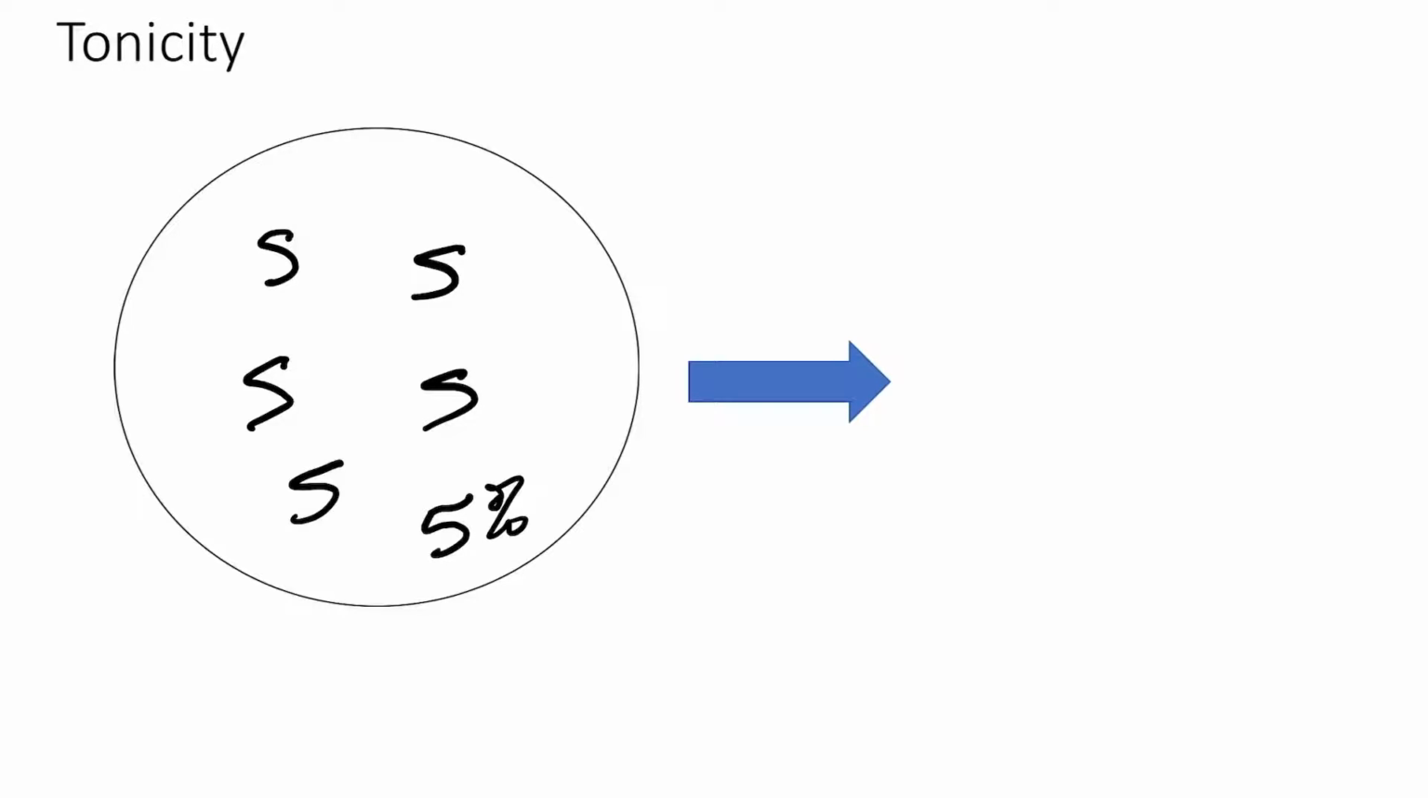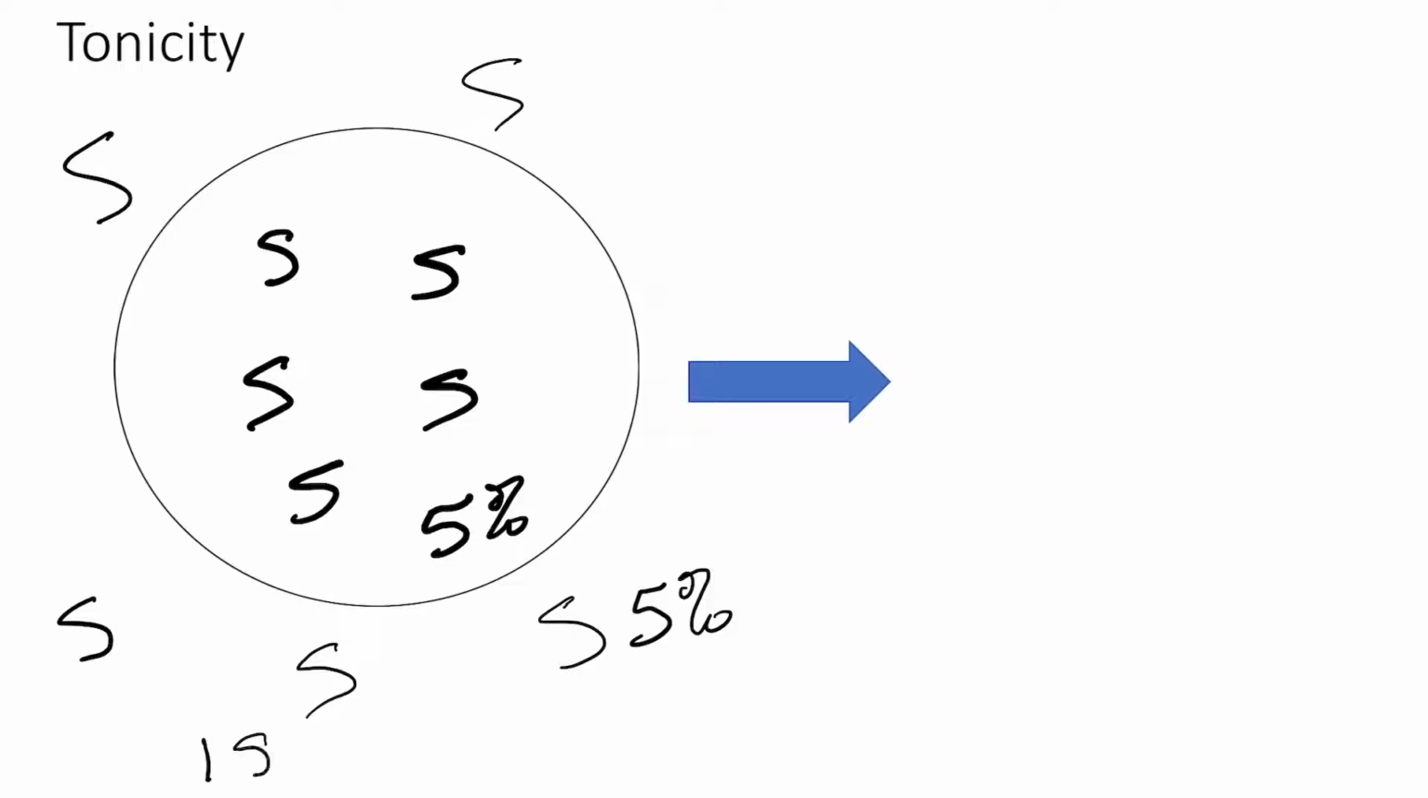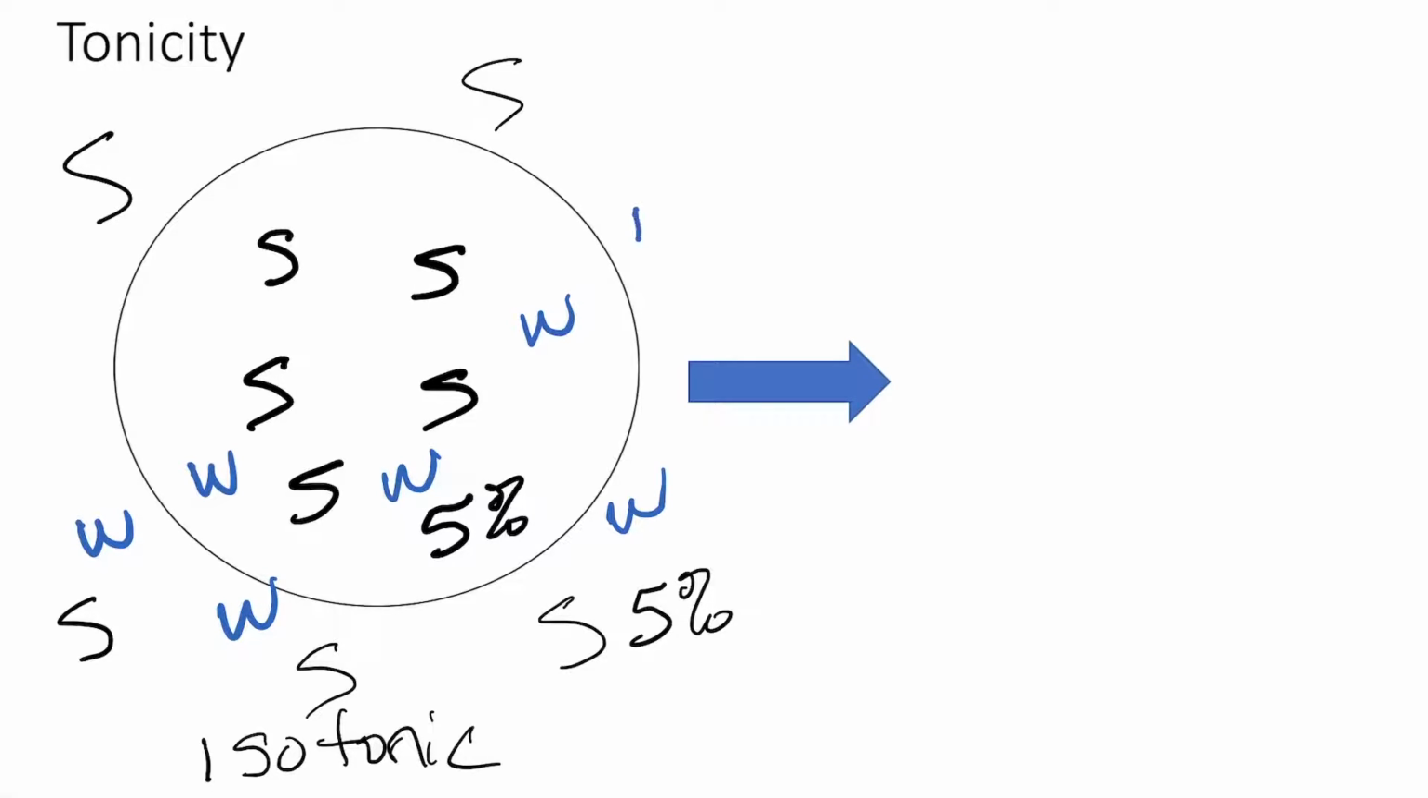If the salt concentration within the cell is the same as the salt concentration outside the cell, if it's 5% and 5%, then what we would call that tonicity is called isotonic. In an isotonic solution, the solute concentration is the same inside versus outside. The water will be the same inside versus outside of the cell. Iso means the same.